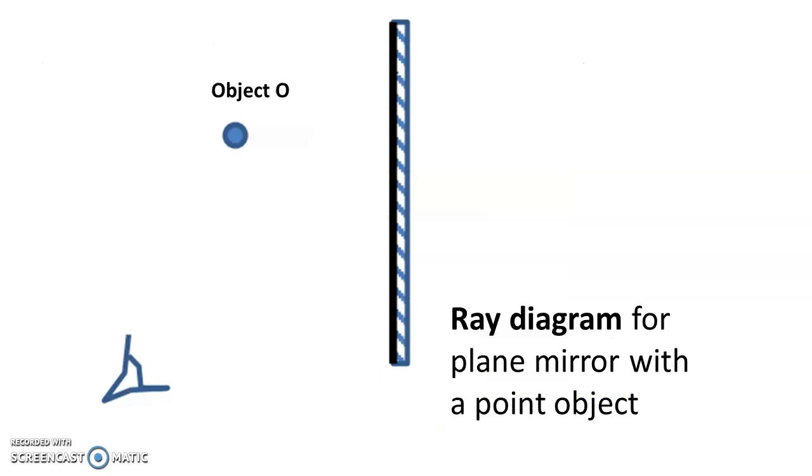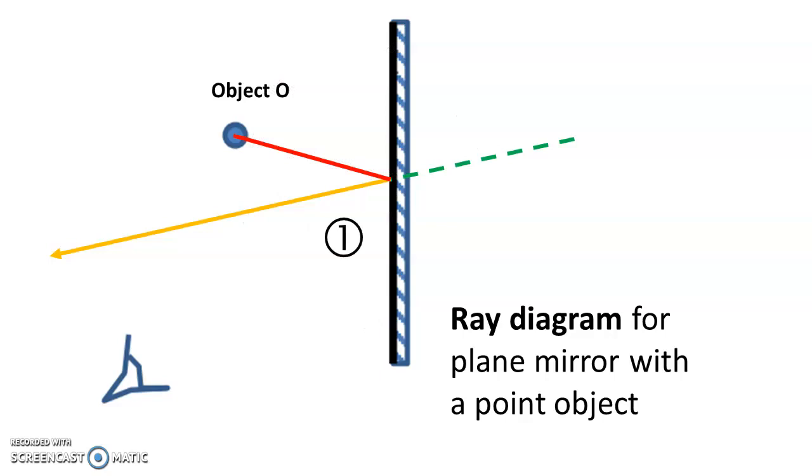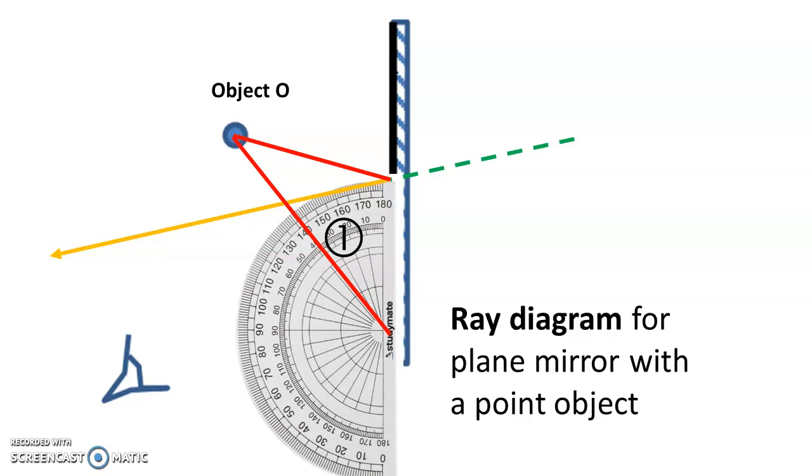Now let's revise how to locate a point image. First, draw the incident ray. Use a protractor to measure the incident angle. Measure the reflected angle so that you may draw the reflected ray. Produce it backward. When done, repeat with another incident ray. Use a protractor again and find the reflected ray. Produce it backward. So there's a point of intersection, and this would be the image I.